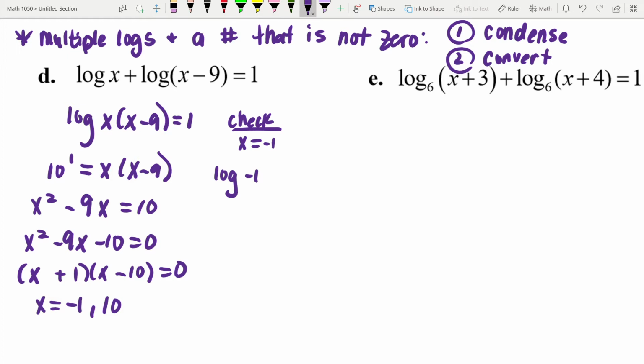What do you know? It's not going to work out. I get head shaking, right? It's not going to work out. Why is it not working out? I'm taking the log of a negative.